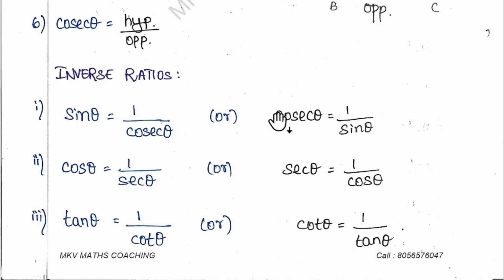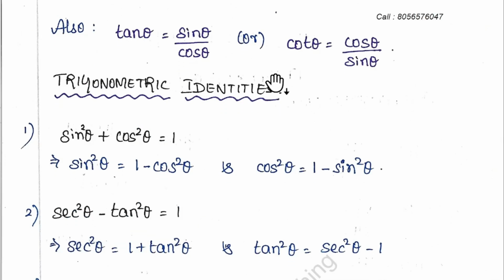So also remember the inverse ratios. Sine and cosecant are reciprocal, right? So sine is equal to 1 by cosecant, and cosecant is equal to 1 by sine. Cos and secant are inverse ratios. So cos is 1 by secant, secant is 1 by cos. Tan is 1 by cot, cot is 1 by tan. I want you to remember everything before starting the exercise part. Just pause the video and remember the inverse ratios and trigonometric identities.